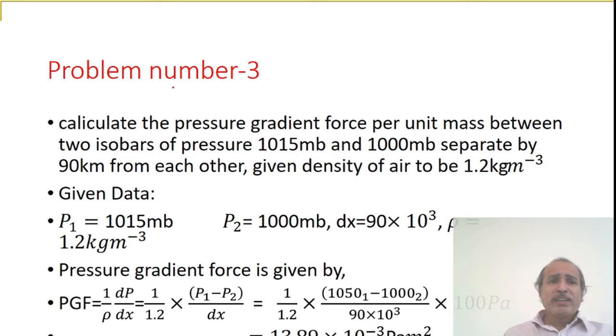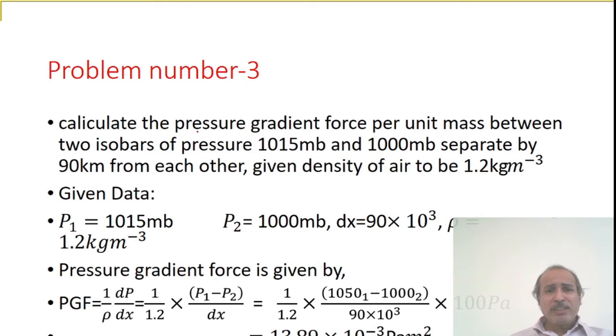Next, problem number 3. Problem number 3 is about the pressure gradient force. Now let us read the problem. Calculate the pressure gradient force per unit mass between two isobars of pressure 1015 MB, MB means millibar, and 1000 MB, separated by 90 km from each other. Given the density of air to be 1.2 kg per meter cube. So this is the problem.